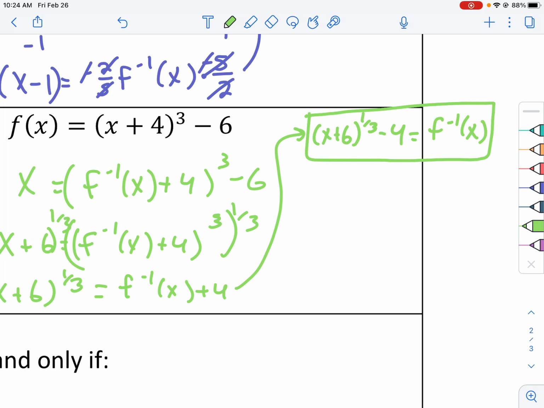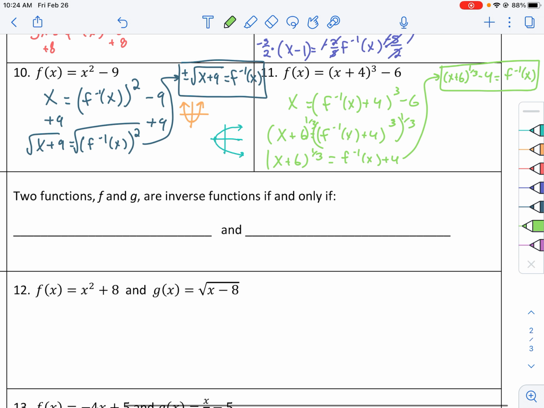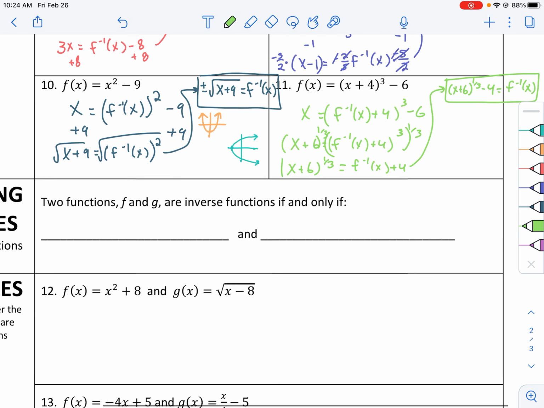And that's all you're doing to find your inverse functions. You are literally just swapping your x's and your y's, just like we did in the relation, right? We swapped x's with y's, and then we just had to then find the y's.